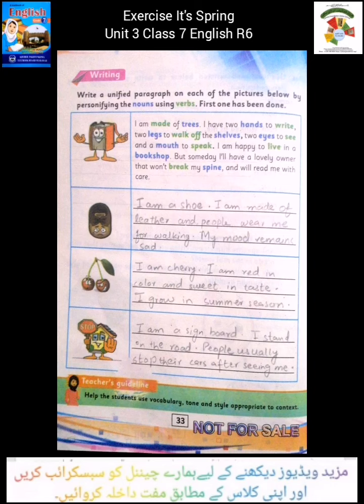The third example is a signboard. I am a signboard. I stand on the road. Stand is a verb. On the road, road is a noun. People usually stop their cars after seeing me. Stop is a verb. Cars is a noun. So people stop their cars. This is how it is being personified. I hope you have got the idea how we can use different verbs to personify the noun. These were some of the examples that I have read for you.